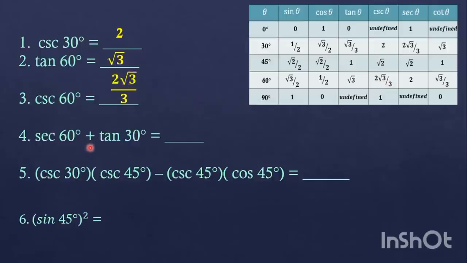And then, ito, addition lang po ito. Kunin mo muna si secant 60 degrees and then si tangent 30 degrees. Ang secant 60 degrees mo ay 2 plus tangent 30 degrees is square root of 3 over 3. So, ito po. And then, fraction po ito. So, we have 6 plus square root of 3 over 3. Bakit naging 6? 2 times 3, 6. Okay? So, plus your LCD is 3.